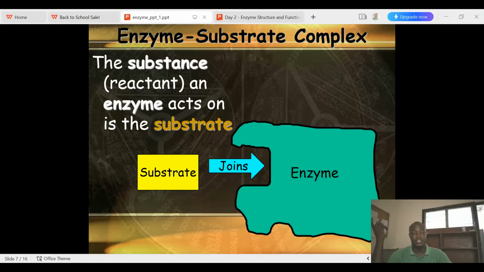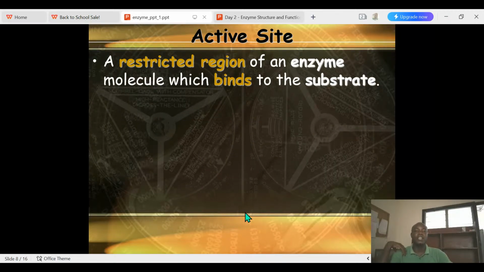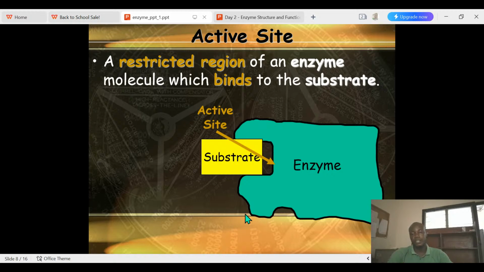Before reaction takes place. So what is an active site? An active site is a restricted region of an enzyme's molecule which binds to the substrate. So it's a region in the enzyme where a substrate binds to. So this is the enzyme, and this is the active site, and this is where the substrate binds to.